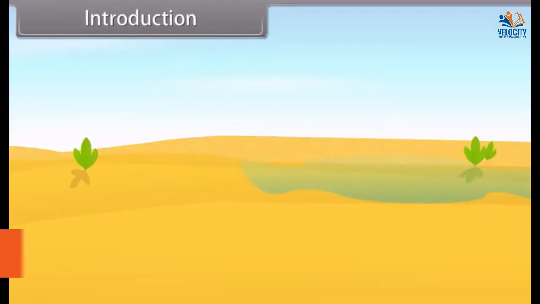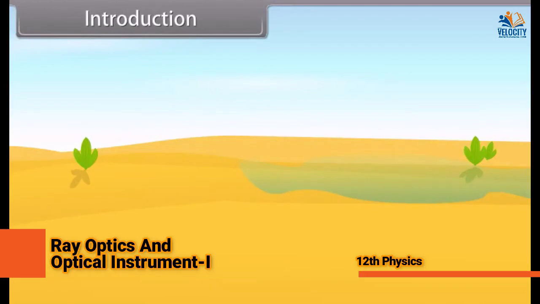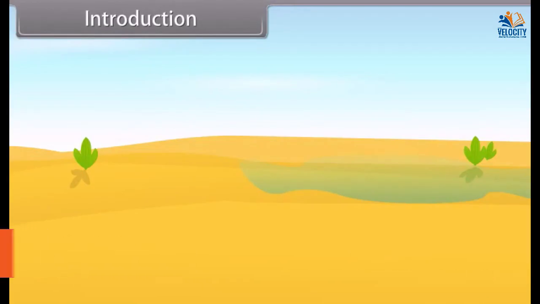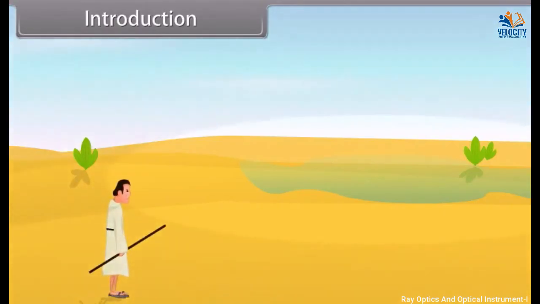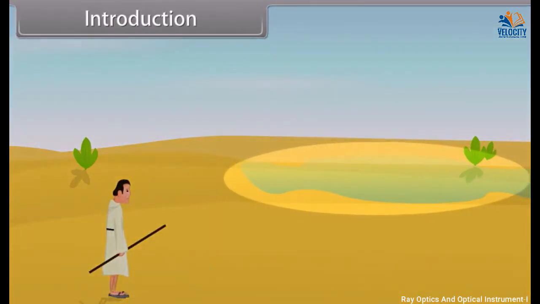Introduction. Hey kids, today we learn ray optics and optical instruments. You must have heard that in a desert one may see a misleading appearance of water at a certain distance. So now the question arises: why does it happen?